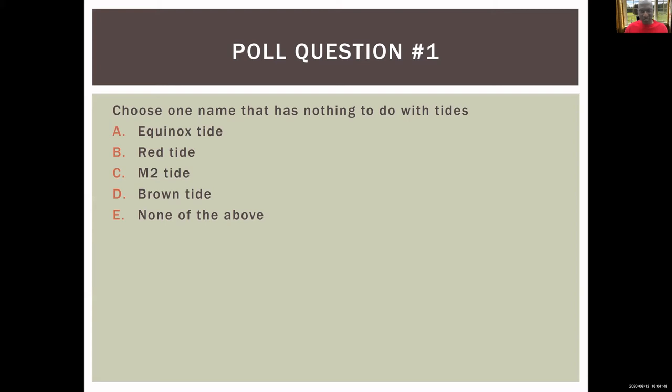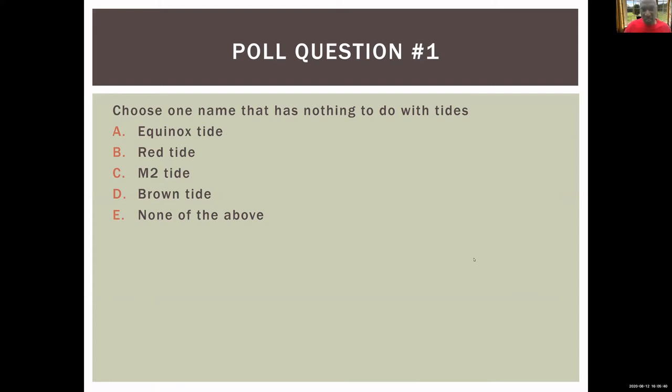Okay, I think we've settled down, and the brown tide and the red tide have a tie, which is great. Equinox tides, the M2 tides and none of the above follow. The none of the above actually has four people. So the terms that have nothing to do with the tides are red tide and brown tide. So you guys know your stuff. Maybe I should stop here and we can all go back home, go back to what we were doing. Thank you very much for participating in that little poll question.